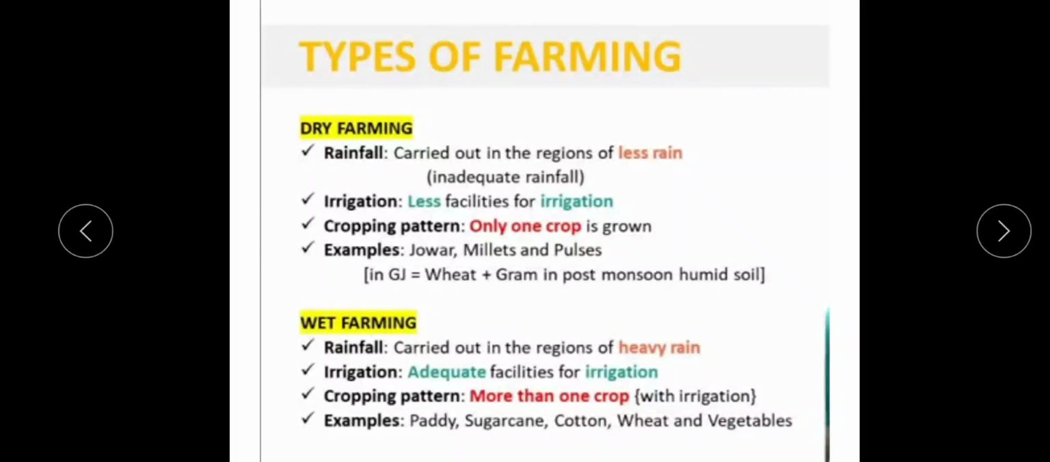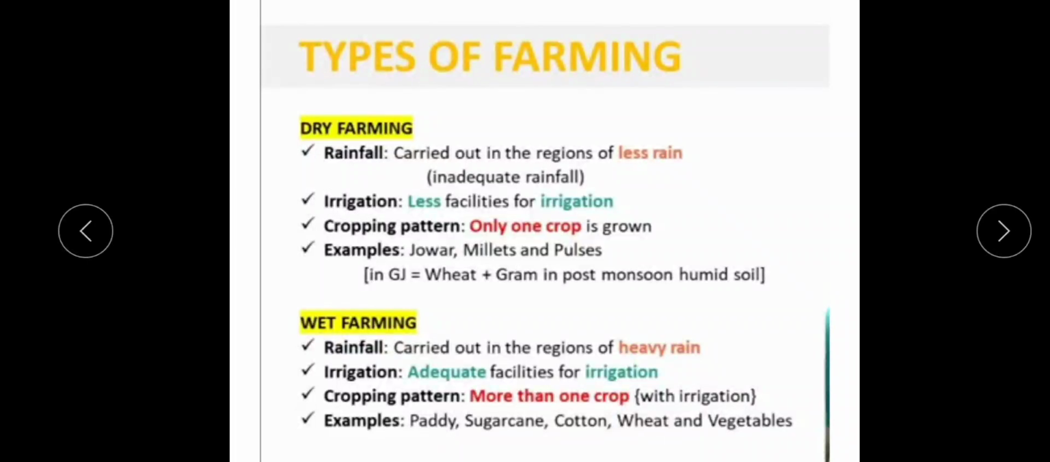In case there is less rainfall, the second crop can be taken using irrigated water, because adequate facilities for irrigation are present, and more than one crop can be taken with the help of irrigation water. The crops grown in wet farming are paddy, sugarcane, cotton, wheat and vegetables, because they require more water.